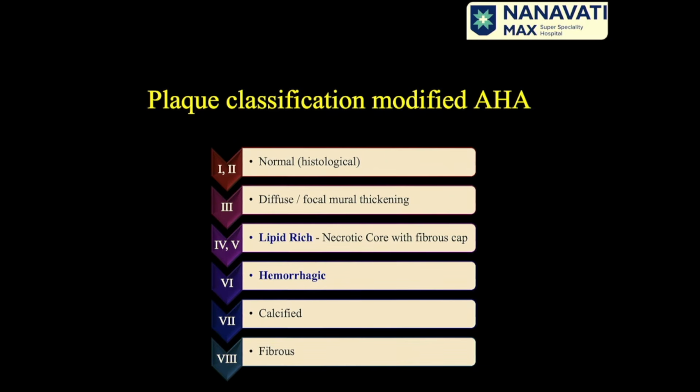So the American Heart Association divides plaques into 8 subtypes: normal, diffuse or focal mural thickening, lipid-rich plaque with necrotic core, hemorrhagic plaque, calcified plaque, and fibrous plaque. Out of these 8 plaques, plaques which have high lipid content and which have hemorrhagic content are considered to be more unstable plaques, and those are likely to rupture and go to the brain compared to calcified or fibrous plaques.